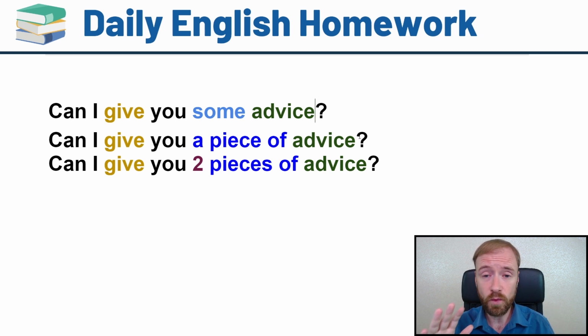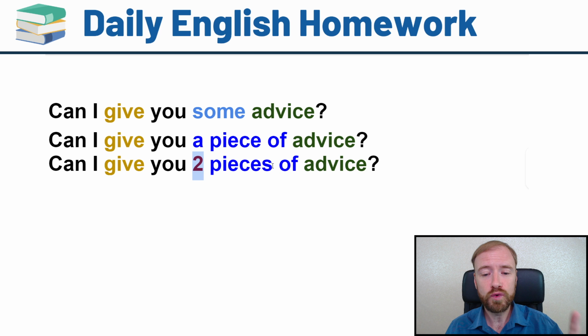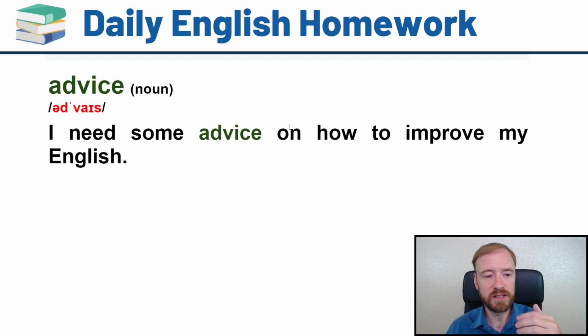Now, there is a way to make it countable if you use a piece of, which is very common. Can I give you a piece of advice? That's one. Can I give you 2 pieces of advice? Now, this way, if we use a piece of advice, we can make it countable. But of course, advice, you never say advices. So this is advice, giving a suggestion or tip, in the noun form.